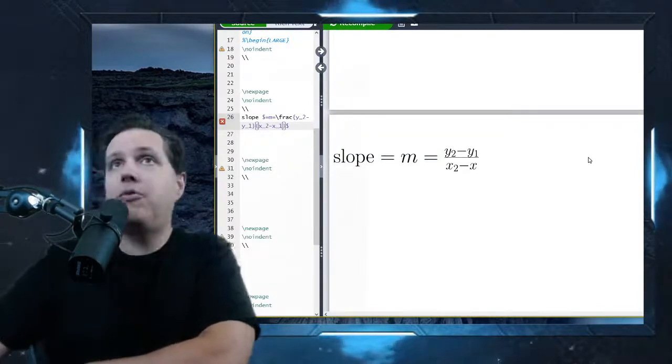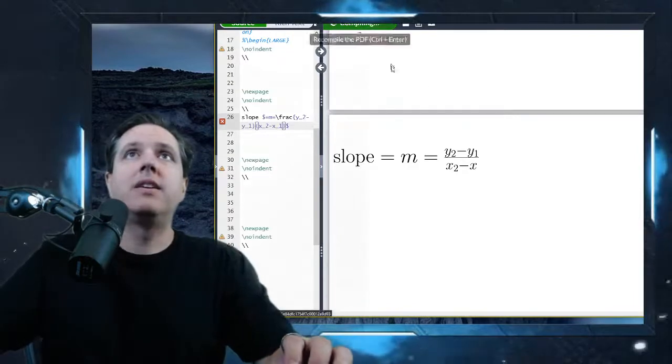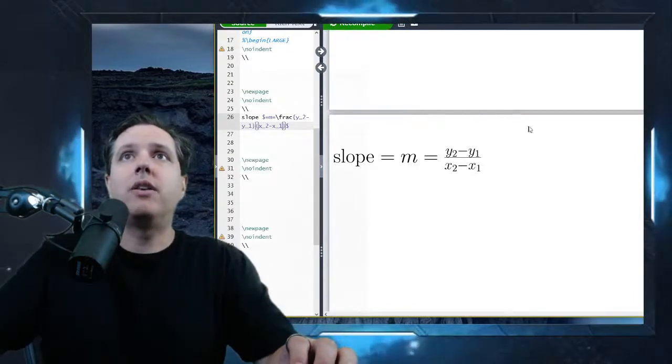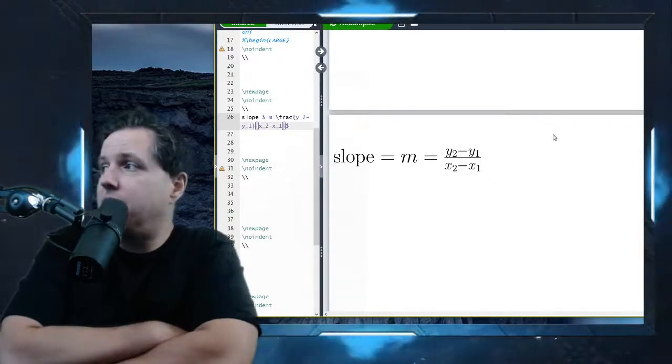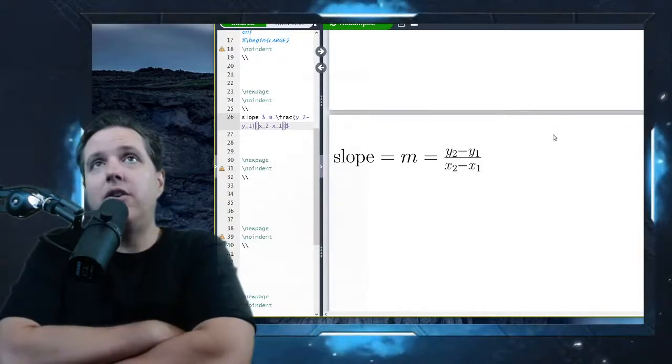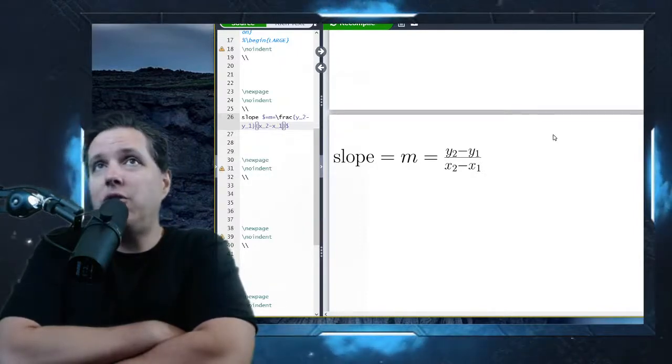All right, this is your slope formula. Y2 minus Y1 over X2 minus X1. That's your slope formula. I'm sure many of you have seen this before. Probably looks familiar. It's easy to remember. It's just your change in Y's over your change in X.